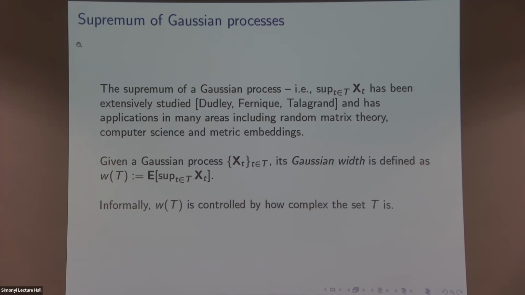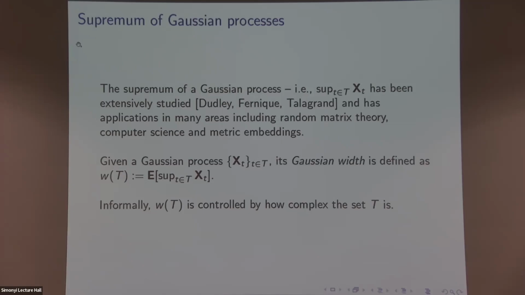And if you look at many of these works, which I haven't cited, but just placed a vague reference to, they basically tell us that if the set T is simple, and we'll see what we mean by set T being simple, then the Gaussian width is small, okay? I'll give you examples of this.